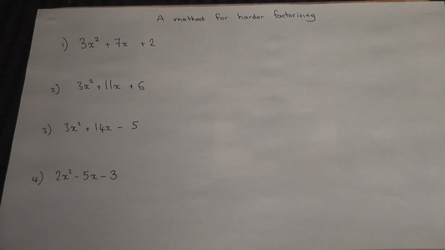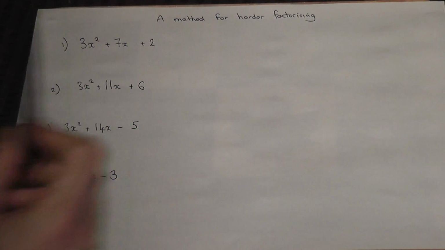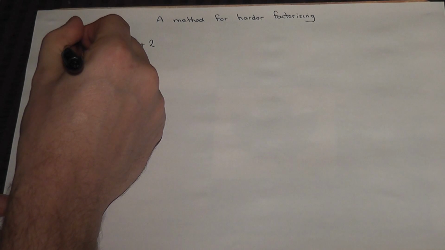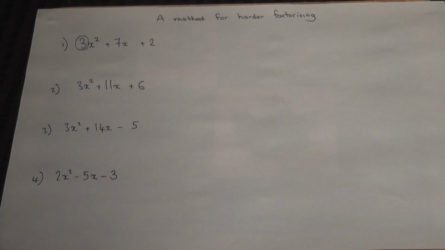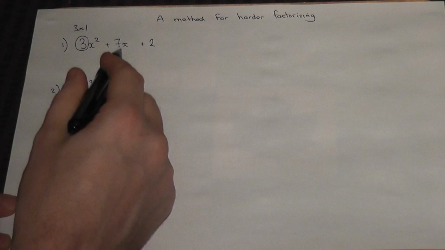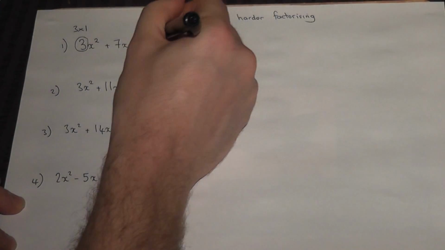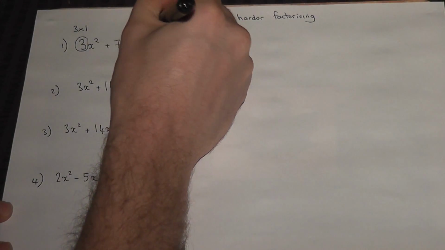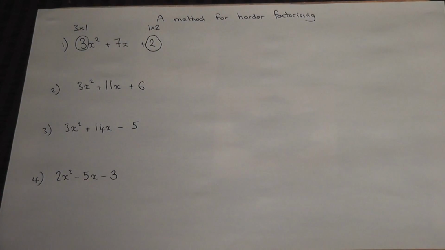This video suggests a way to do the harder factorising, where the number before the x squared is not equal to 1. Now this method, you look at the number before the x squared and look for its factor pairs. The factor pair of 3 is 3 times 1. You then ignore, for the moment, the 7x and look for the factor pairs of 2, which is just 1 times 2. Now, to then factorise it, we use the following method.